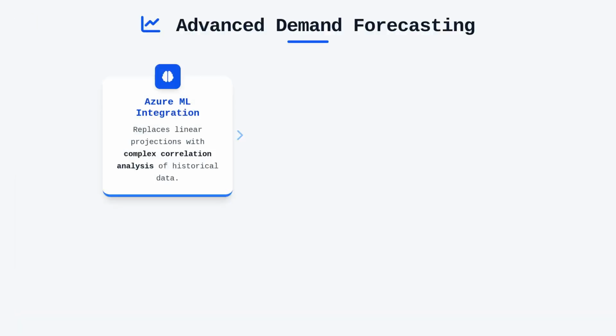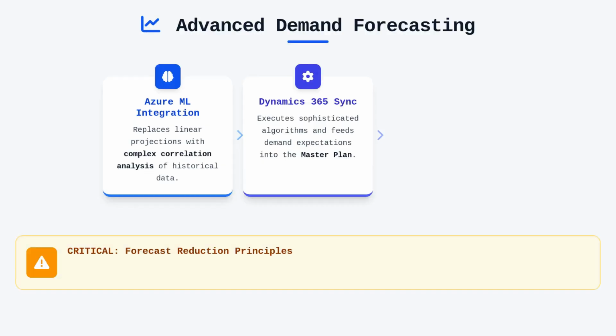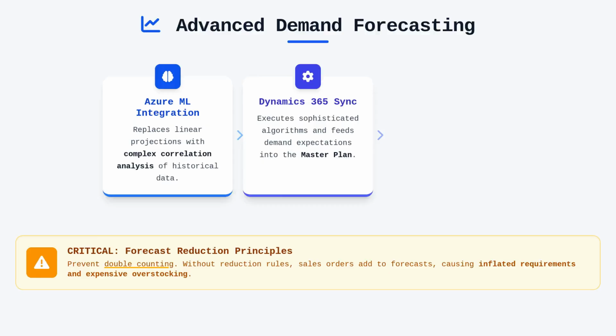Integrating Azure Machine Learning elevates these baseline forecasts beyond simple linear projections by identifying complex correlations in historical data. Dynamics 365 interfaces with the Azure platform to execute these sophisticated algorithms, which then feed the calculated demand expectations back into your master plan. Once a forecast is generated, you must implement forecast reduction principles to ensure that actual sales orders correctly consume the forecast. Without these rules, the system risks double counting demand, as it would treat a sales order as additive to the already accounted for forecast, leading to inflated requirements and expensive overstocking scenarios.